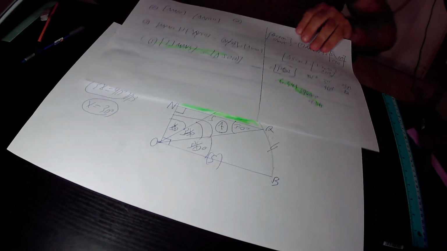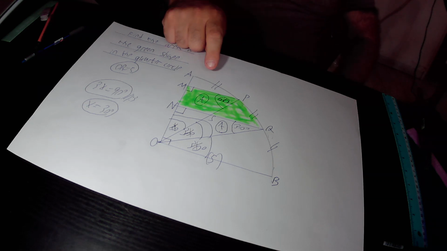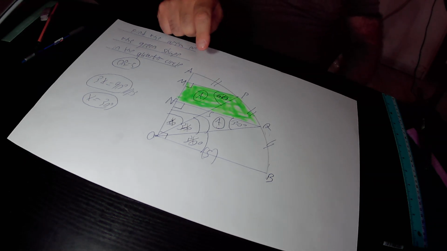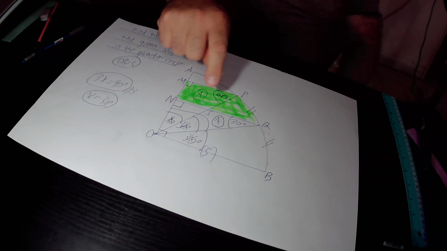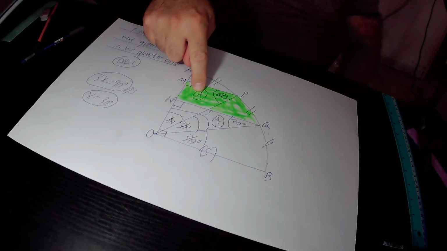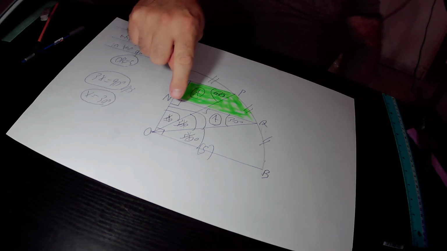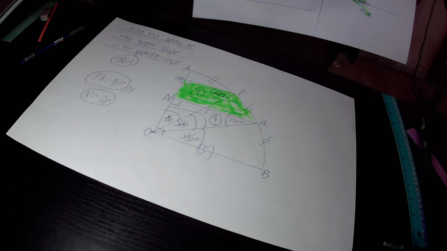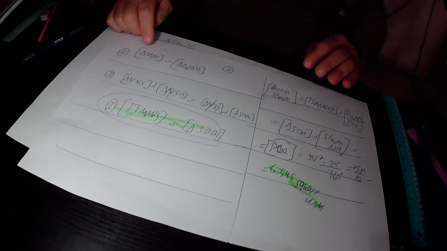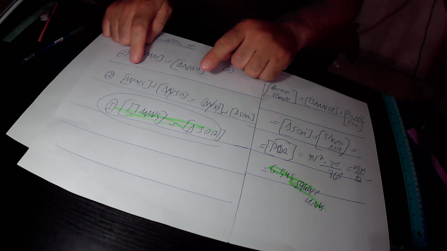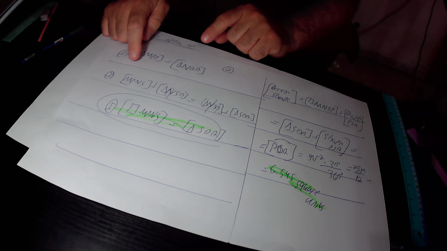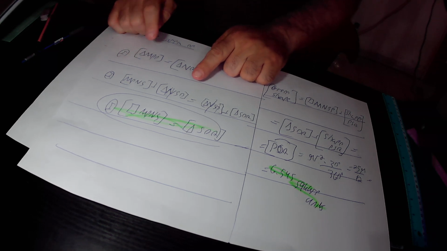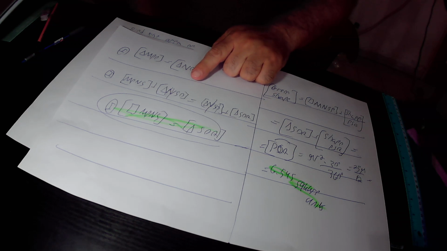But the right triangle MPO consists of this green quadrilateral MPSN, and it also consists of this small right triangle NSO. Therefore, the area of the right triangle MPO must be equal to the area of quadrilateral MPNS plus the area of the small right triangle NSO.